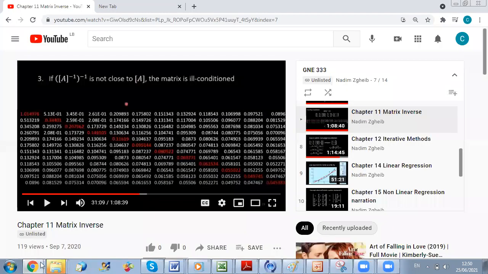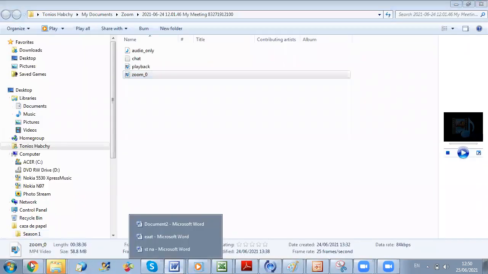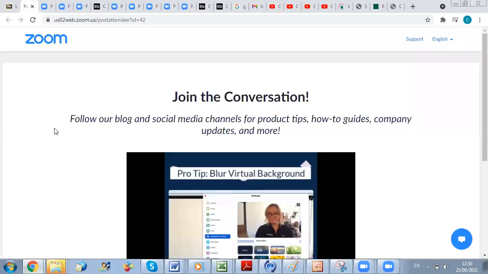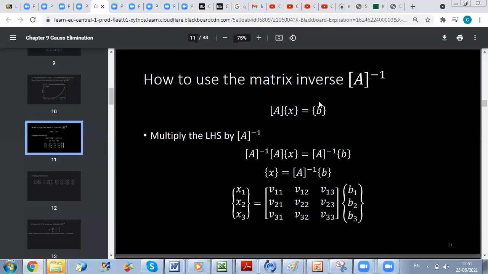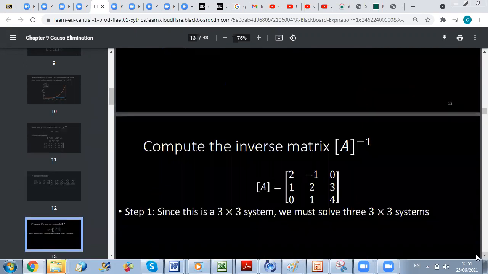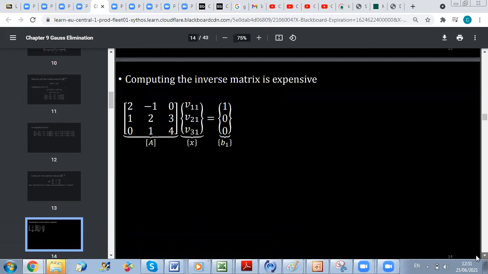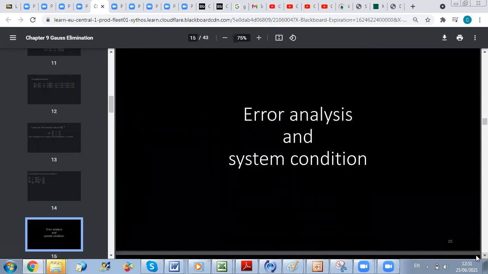So now let us go back to our PowerPoint. So we have seen how to use A minus 1, and we have seen together here how to compute the inverse of the following matrix. So please make sure to complete the example and to do A times A minus 1 to check if your result is right or not. Now what we will do is error analysis and system condition.